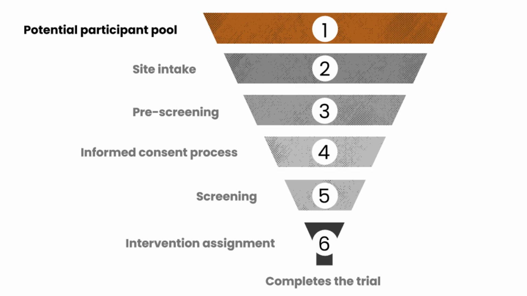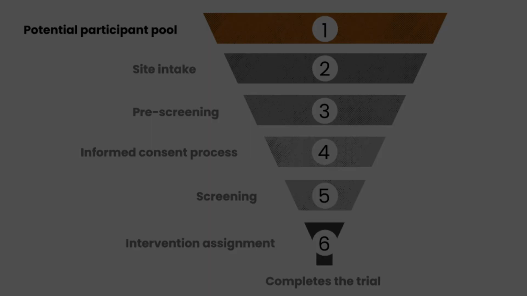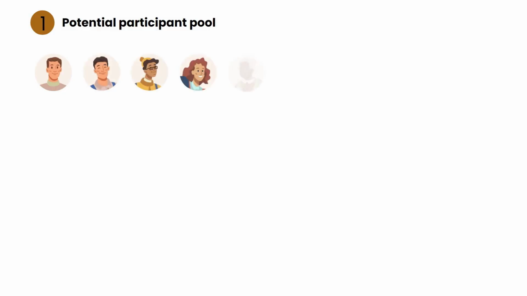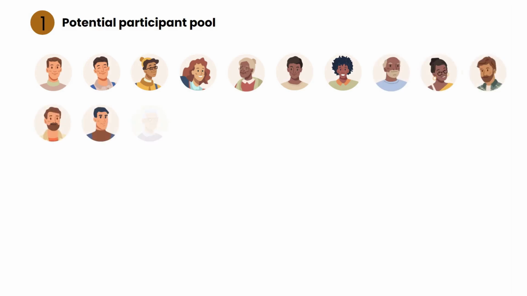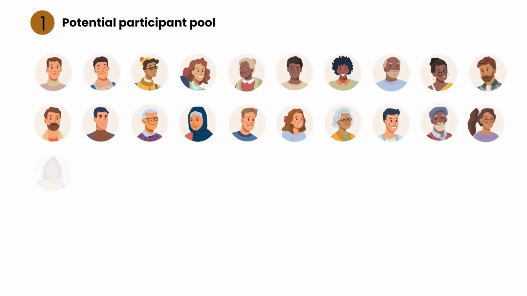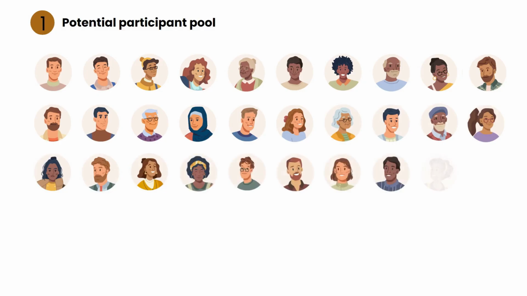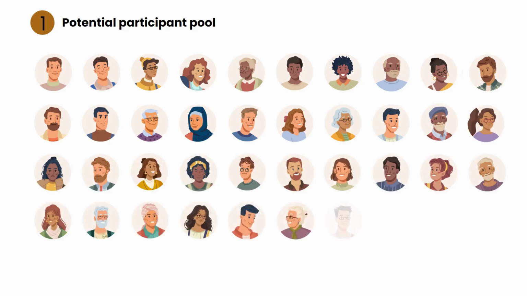Step 1. Potential participant pool. The potential participant pool is comprised of those individuals who may be eligible for participation based on certain inclusion and exclusion criteria within the study protocol. This pool represents the broader population from which researchers can recruit participants for their studies. Researchers routinely overestimate the number of participants available for enrollment.